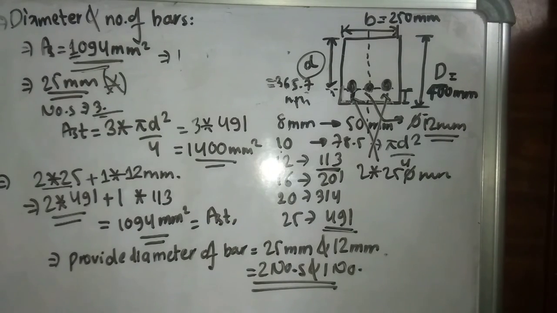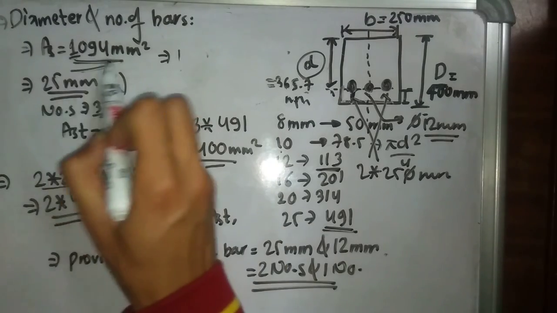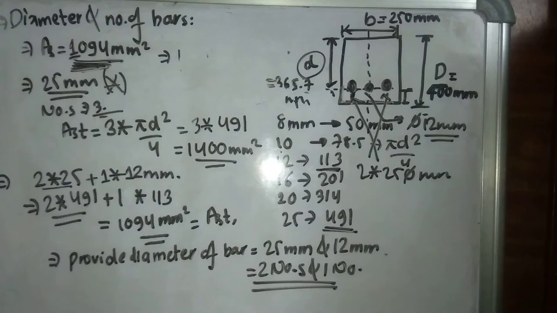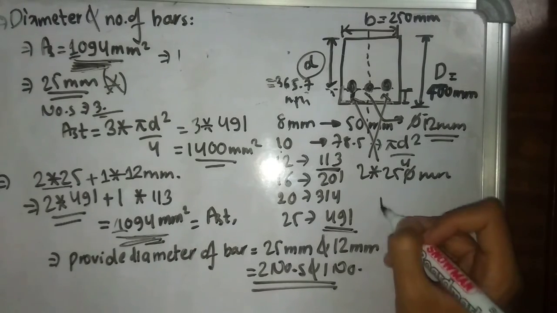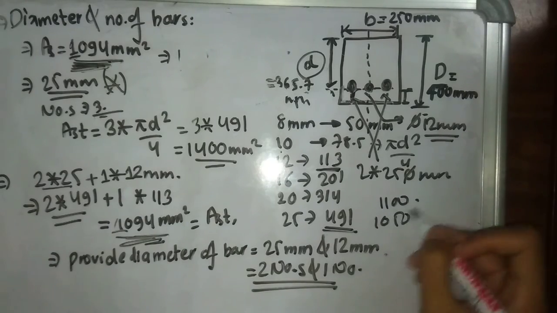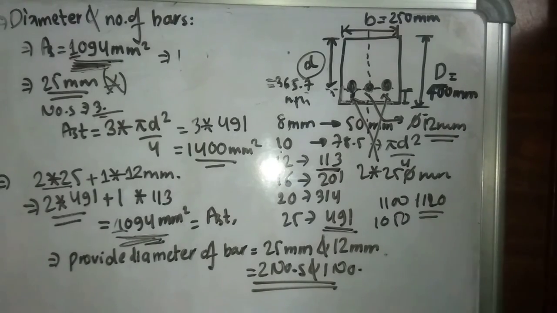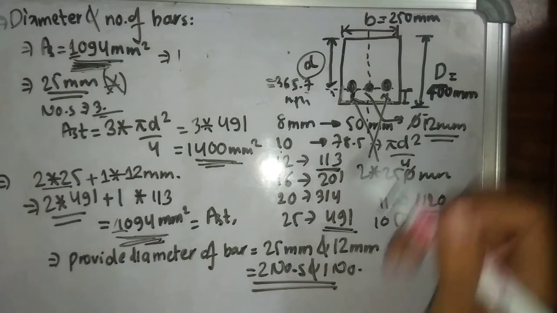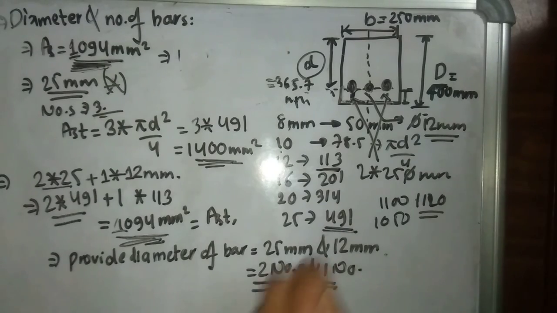The main objective is that we create symmetrical reinforcement as much as possible, and we provide the diameter of bars in such a number that it is not much higher or much lower than the area of steel required. In this case, we have perfectly found 1094 as our area, but we can design our beam for anywhere within the range of 1100 or 1050 or up to 1120, etc. It cannot be as high as 1400. So in this way, we can complete our design of beam. We have found out our breadth, our overall depth, effective depth, and we have found out our required reinforcement as well. So in this way, our design of beam is completed.